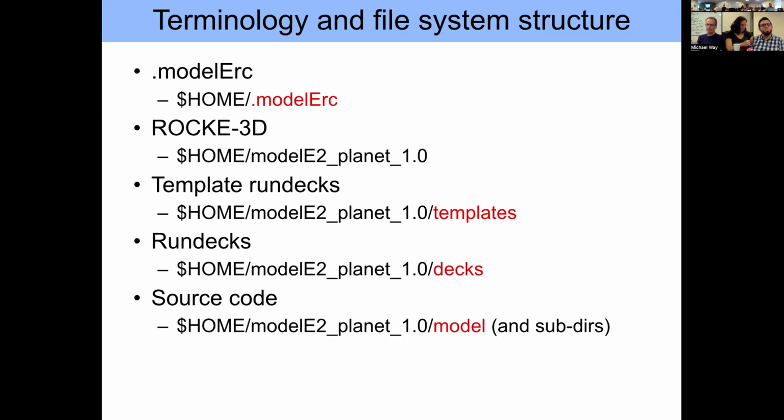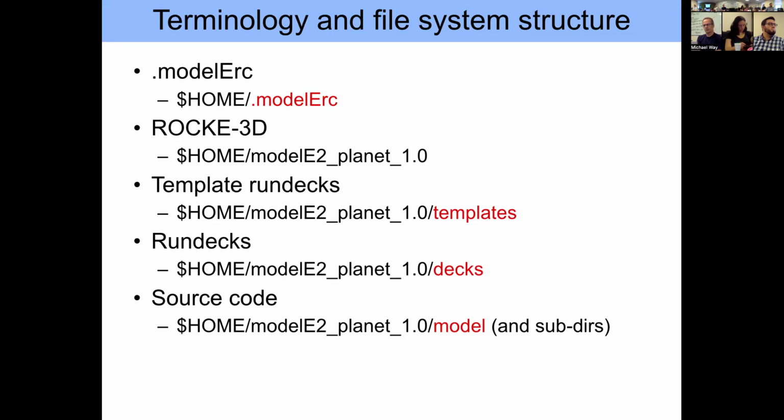Then we have the main ROCKE-3D home directory, which is listed there in the second bullet. As an example, it can be anything you like. You decide how to name this, something that makes sense to you, and you can even have multiple of those if you want to do different types of work that you don't want overlapping. And then within that home directory, we have the templates, the decks, and the model. These are not the only subdirectories, but these are the key ones.